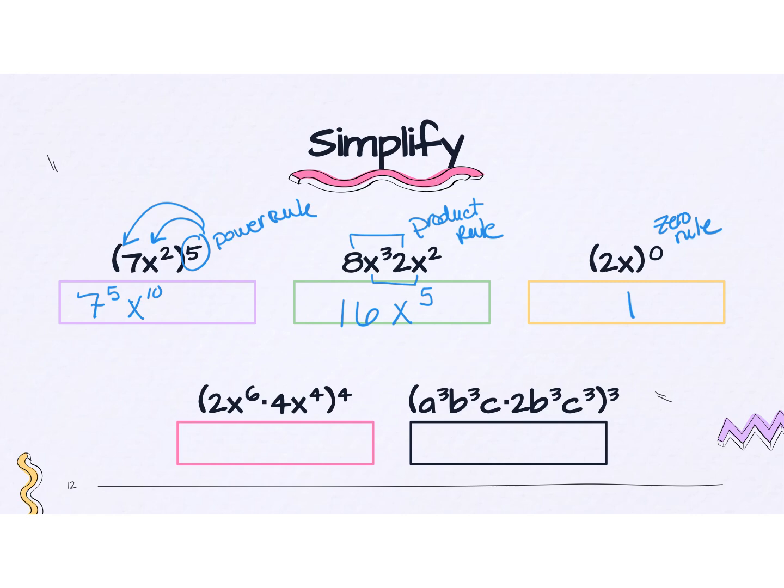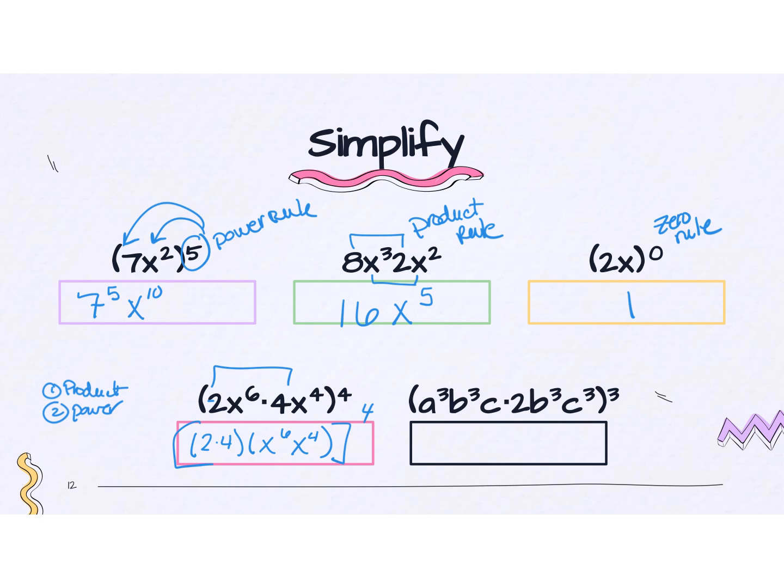Easy peasy, right? So this is going to end up being two things. The first thing is the product rule, and then the second thing is the power rule. So let's do the product rule first. I'm going to combine these first. I'm going to have 2 times 4, and then I'm going to have x to the power of 6, x to the power of 4, and all of that is to the power of 4.